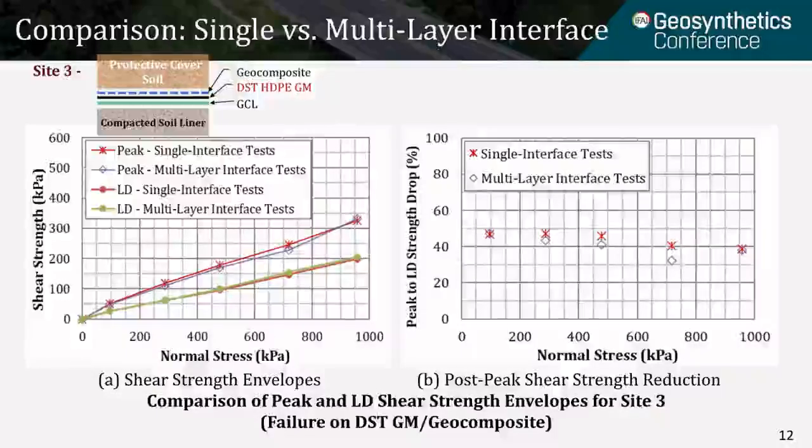This slide shows results for another site with unencapsulated GCL. Critical interface was textured geomembrane versus geocomposite. Excellent agreement between the two methods in shear strength as well as shear displacement at peak.